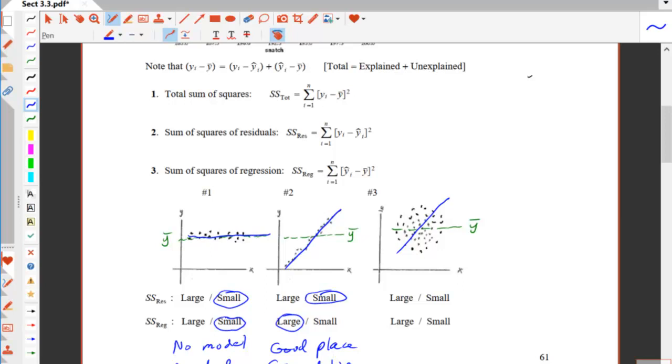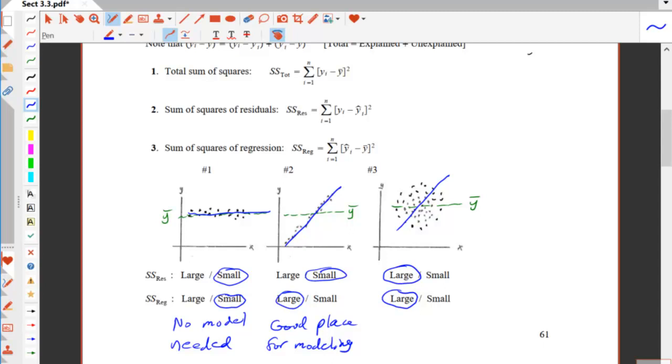And in the third situation, SS residual, the difference between the black dots and the blue regression line, those are large. And SS regression, the difference between the blue predicted values and the green line for the mean, those are also large. And notice here, there's not much to be done. These points are basically in a random pattern, and so asking to fit a line to these points is kind of a lost cause. So no good model possible. And so it was case number 2 where there was a good model fit.